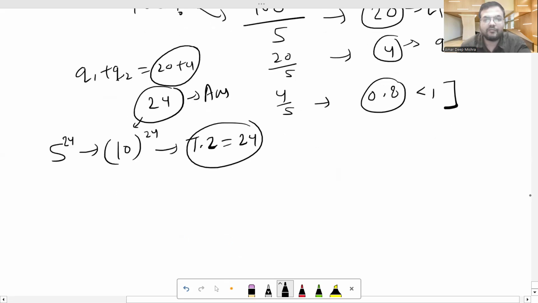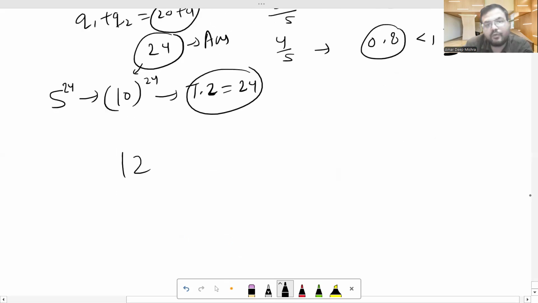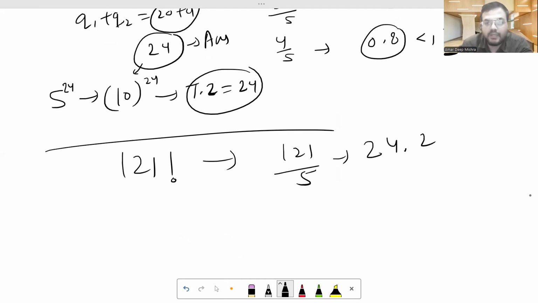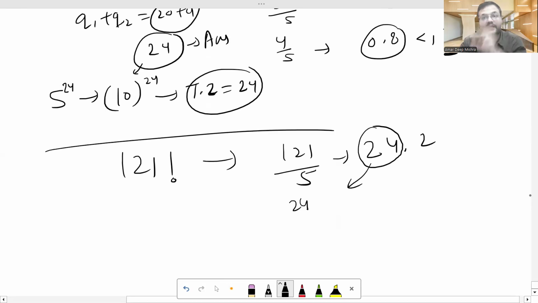Now, let me give you one more example. Let's say we have the number 121 factorial. To find out the number of trailing zeros, we will find out the power of 5. Power of 5 means 121 divided by 5. How much will you get? 5 2s are 10, 5 4s are 20, and we get 24.2. Now, in the next step, will you write 24.2? No. You will take only the integer part. In every step, in every quotient, you take the integer part.